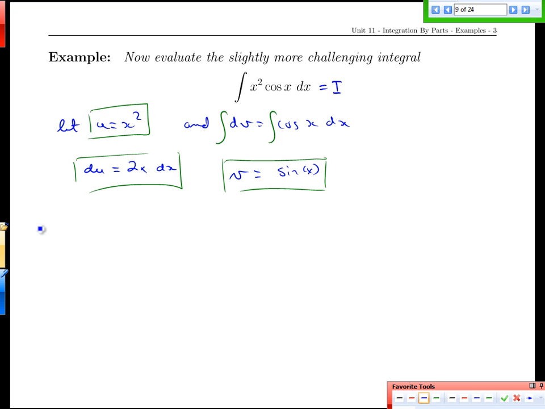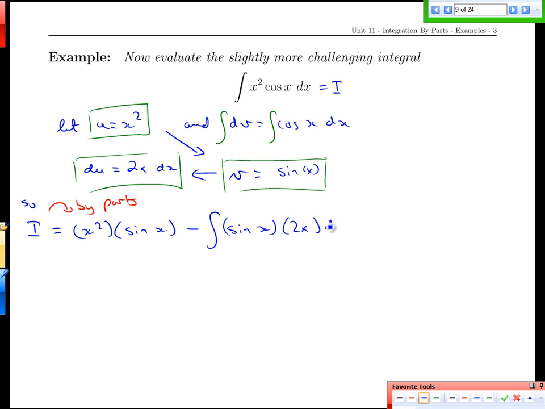So if we call our original integral I, we can rewrite our integral using the integration by parts formula. We won't put quite as many underscores here, or underlabels, but we have u times v minus the integral of v du. So that is x squared times sine of x minus the integral of v du. So minus the integral of sine x times 2x dx. And we tidy that up a little bit, just get rid of some brackets for clarity. Also bring the 2 out front, so we get the integral of x sine of x dx.